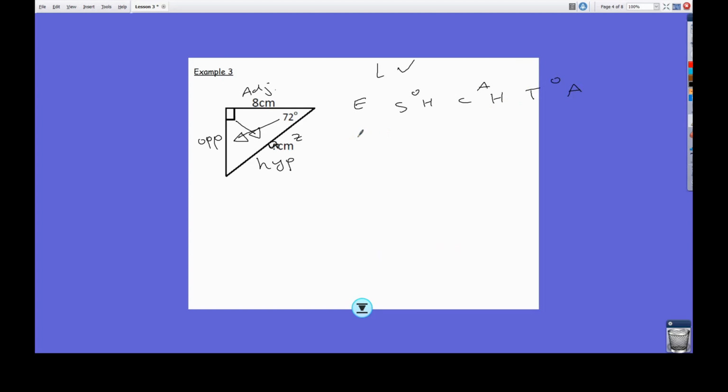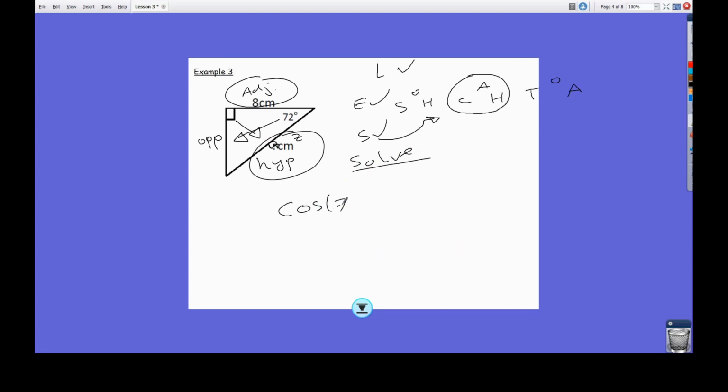Okay, let's select our equation now. So we have the adjacent and we want the hypotenuse, which means that we are going to select cosine. So you've selected, you've got the equation. Now let's solve. Let's form our equation first. So cosine of 72 degrees is equal to the adjacent 8 over the hypotenuse, which I have called Z.